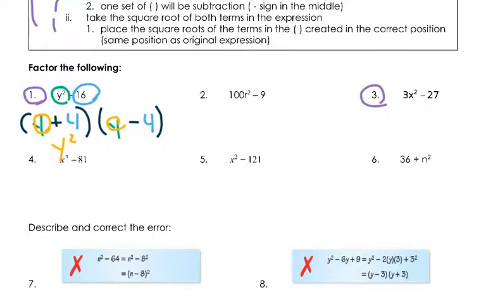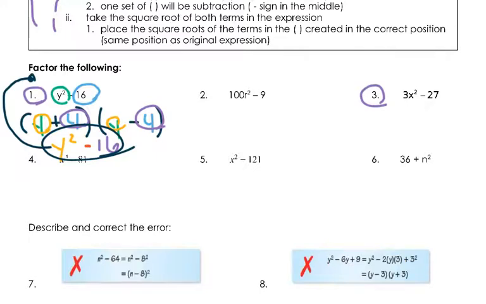The operation between them would be subtraction. And then if I'm looking at my outer term, the second terms, 4 and 4, I just multiply them together, I square them, and that would give me 16. So this answer goes right back to what we originally had. Okay? So that was number 1.